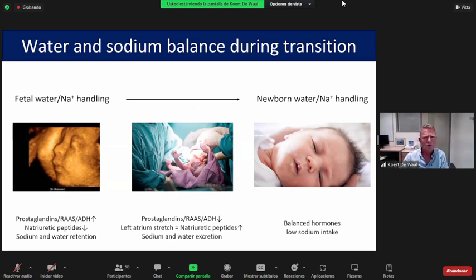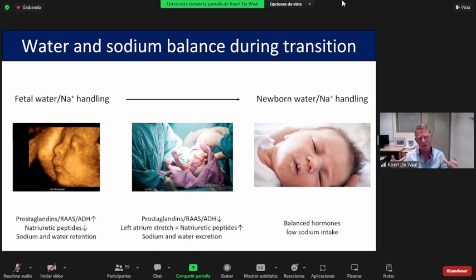If you look at the water and sodium balance during transition, we know that the fetal sodium and water handling is very different from the newborn's. In the fetus, the RAS system is highly activated. The ANPs are low because the left atrium pressure is also low, so that gives sodium and water retention. Then when you're born, that RAS system suddenly falls away.